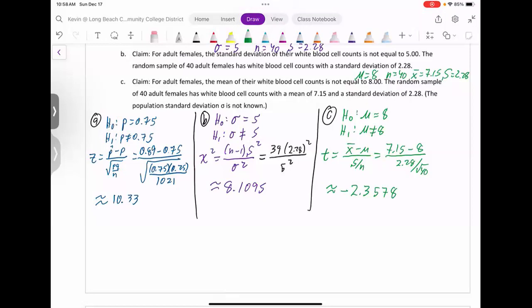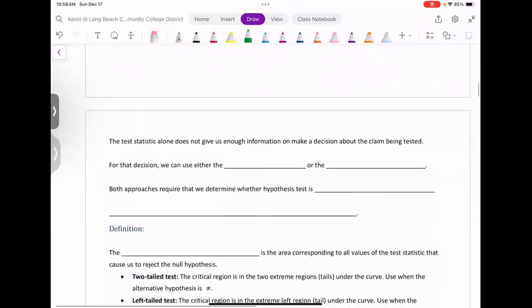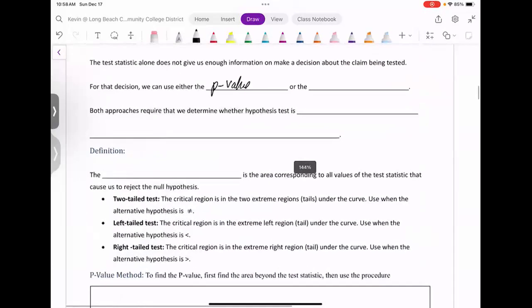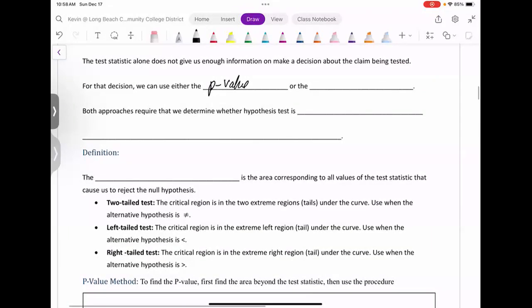Now, once we get our test statistic, we need to know a little bit more information. And so we're going to be doing a couple of things here. The test statistic alone does not give us enough information to make a decision about the claim being tested. For that decision, we have two options. We can either use the p-value method, or the critical value method.